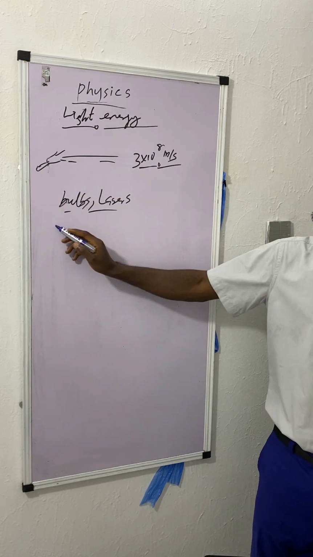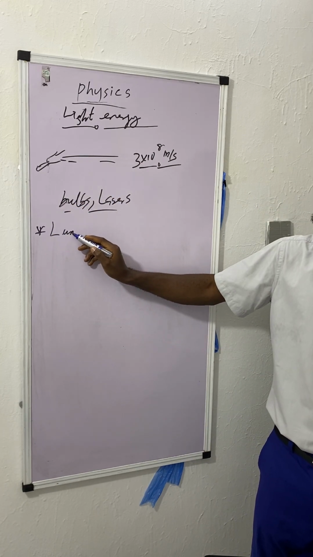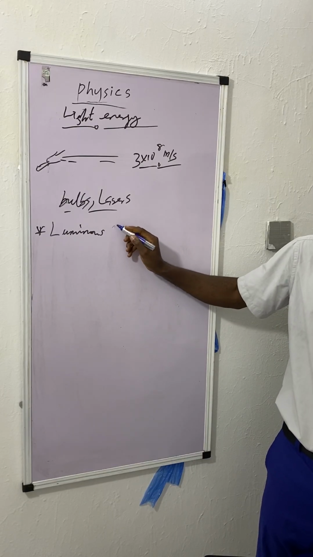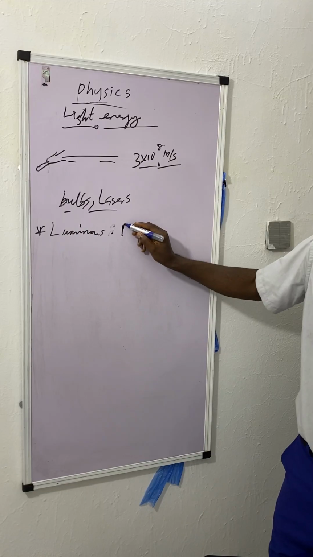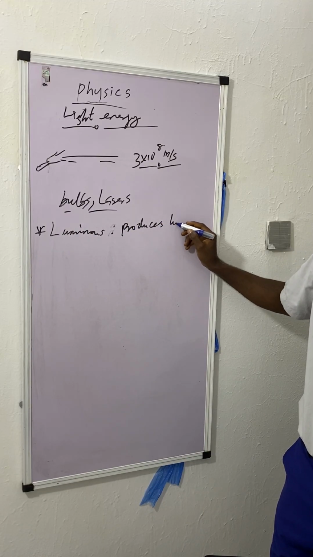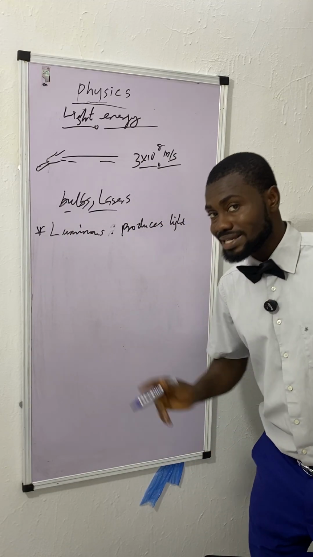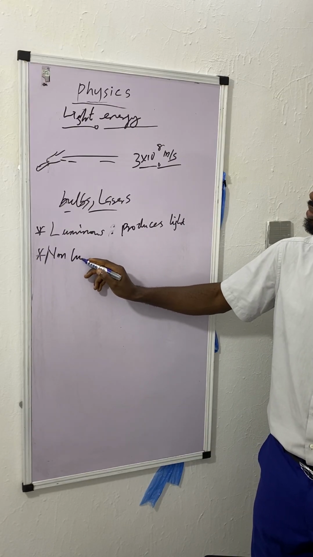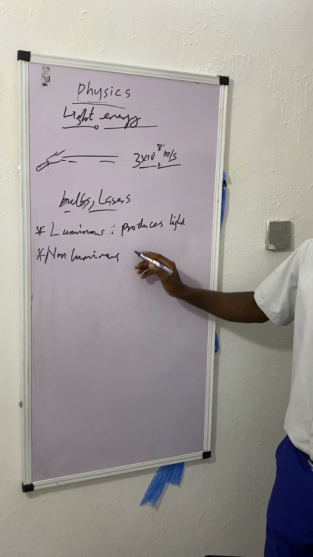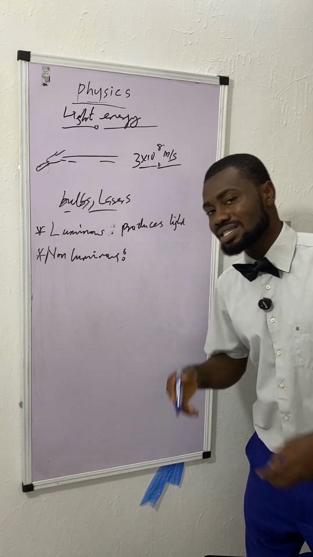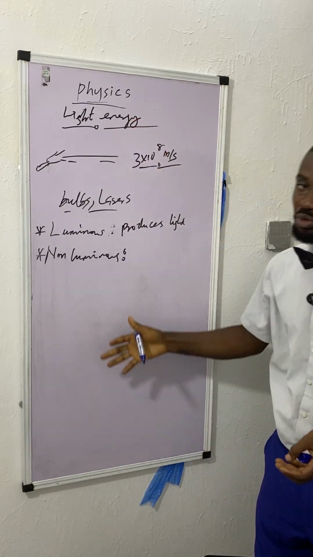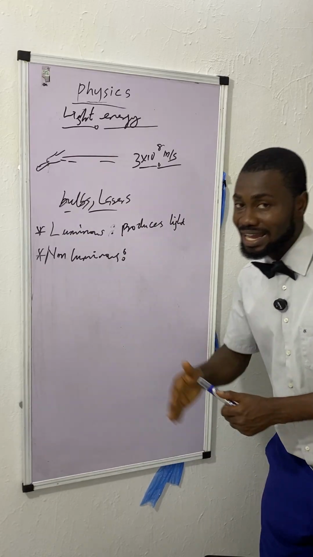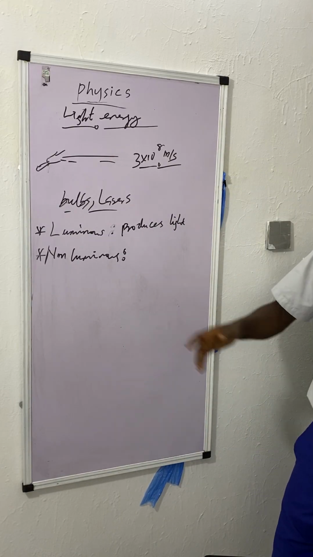All right? A luminous object is an object that produces light on its own. Produces light on its own, is the source of light. But a non-luminous object is an object that does not produce light, but it reflects light. Like this board now, for example, is a non-luminous object. Light falls on it and bounces back. It reflects light. All right? So that's that for non-luminous objects.